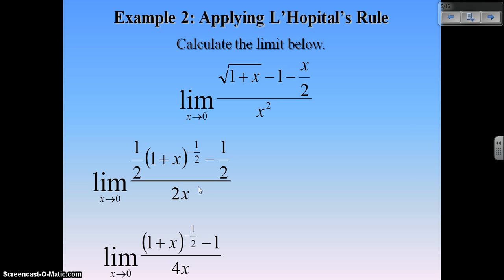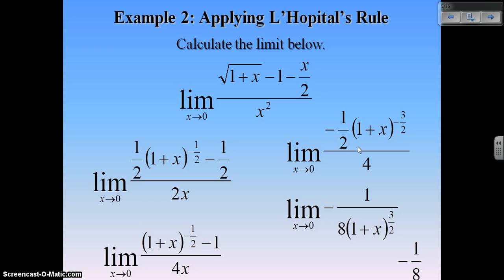Now, I could do some more simplifying. I could try and go ahead and do the derivative. Let's go ahead and do the next derivative, because the reason I have to do the next derivative is if I were to plug this in right now, I get 0 on top, because this is 1, minus 1 is 0, and I have 0 on the bottom again. That being the case, I'll do L'Hopital's rule again. So I'll move my 1/2 out front, and I'll subtract 1 again. The 1 goes away, the 4x becomes 4. Now if I were to plug in my 0, I have 1 plus 0, that's 1 to the negative 3 halves, which is 1. So I end up with negative 1/2 over 4, which does give me negative 1/8 as an answer.